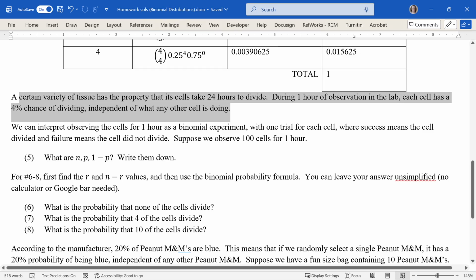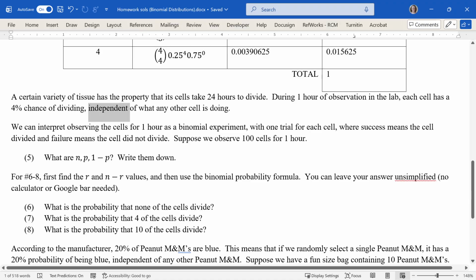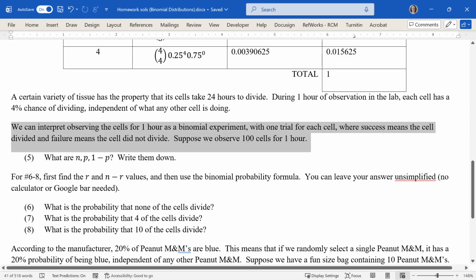This actually is how bacterial growth and cell growth and stuff works. I don't know that there's strict independence of cells because they have to share resources and stuff, but it's not completely unrealistic either. All right, so for the purposes of this problem, we're going to assume that the cells are independent of each other. Okay, so we can interpret observing the cells for 1 hour as a binomial experiment with 1 trial for each cell, where success means that the cell divided and failure means that the cell did not divide.